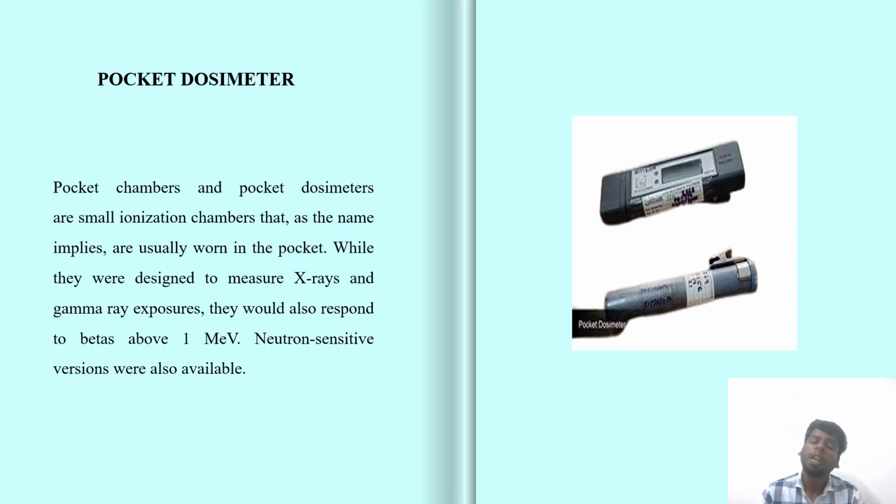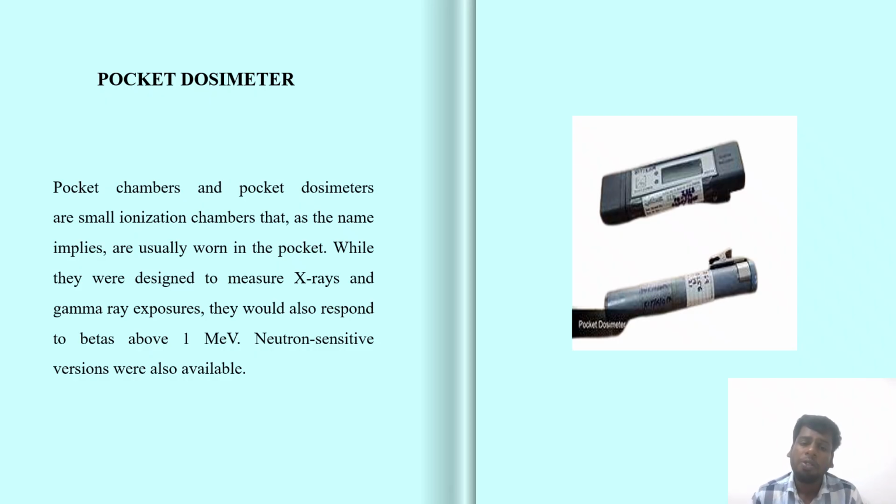So the next topic is about the pocket dosimeter. A pocket dosimeter is a self-reading ionization-based radiation detection device used to measure the personal radiation dose immediately, typically used by radiation workers, industrial radiographers, and emergency responders.